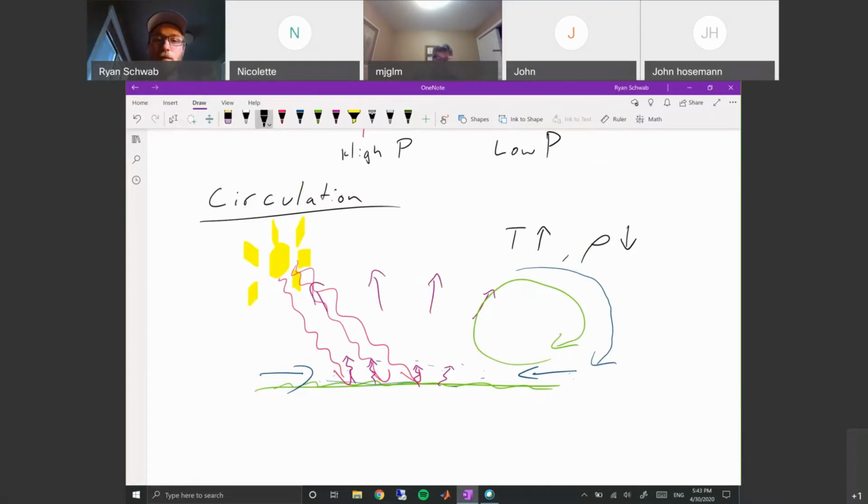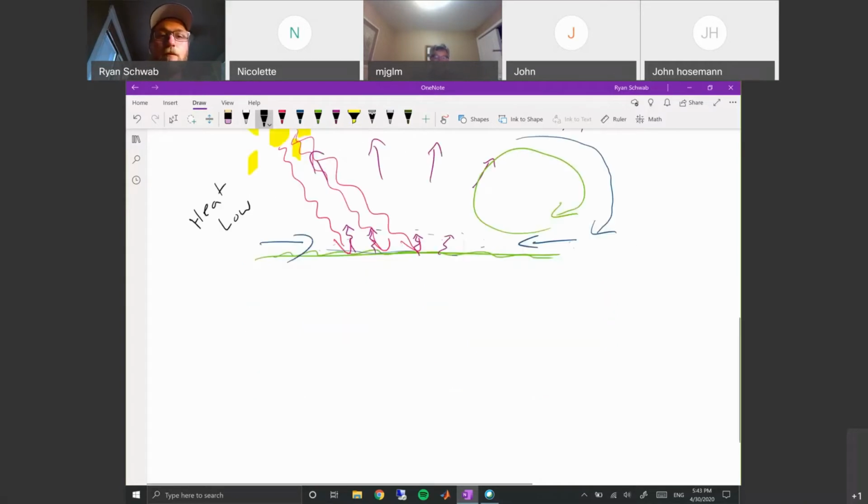All right, cool. And this whole circulation system, as I've drawn it here, is known as a heat low. Heat low because it's heating up the ground, and as it does so, it's creating a lower pressure area and lower density area, and so it's rising up. Cool, so heat low.